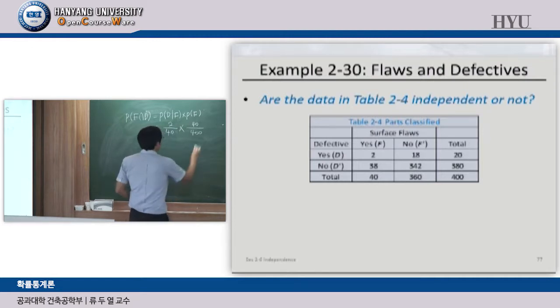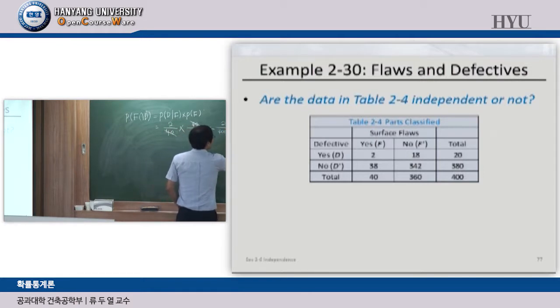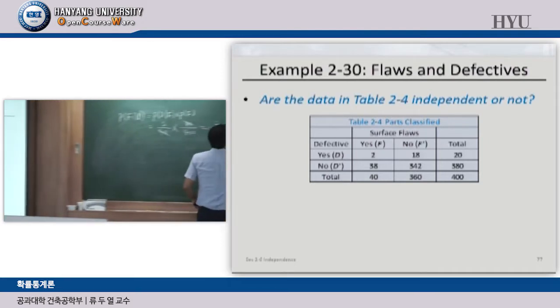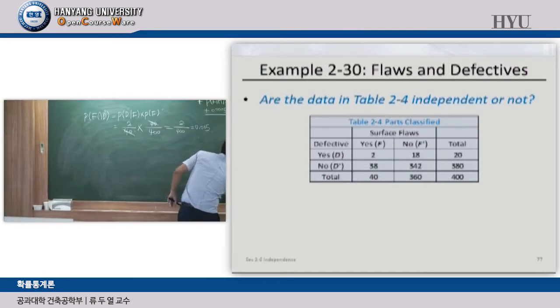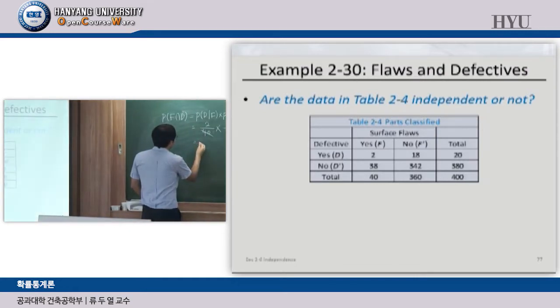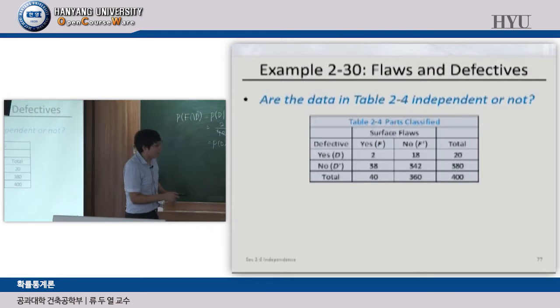And so the 40 is eliminated, right? And this is 2 divided by 400. That equals 0.005, right? And if this probability equals the probability of D multiplied by the probability of F, we can determine that the data in table 2-4 are independent.